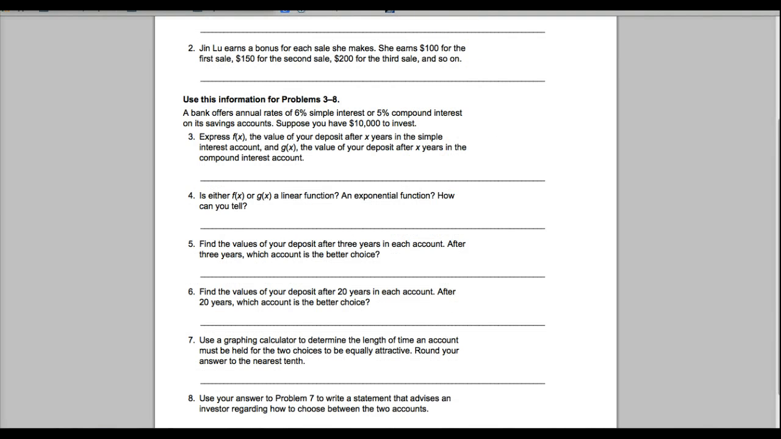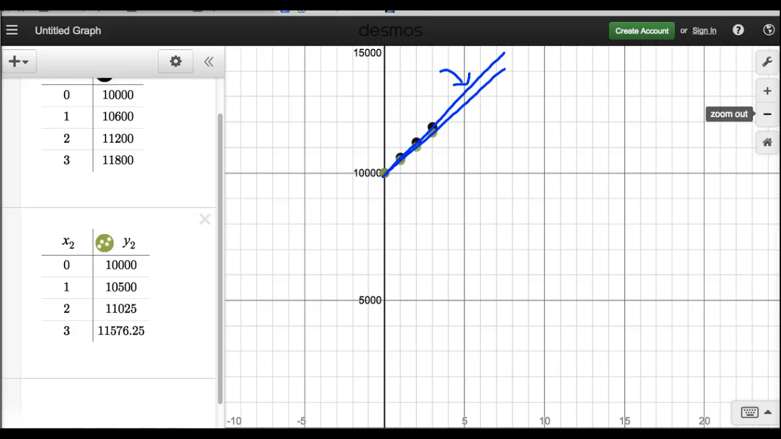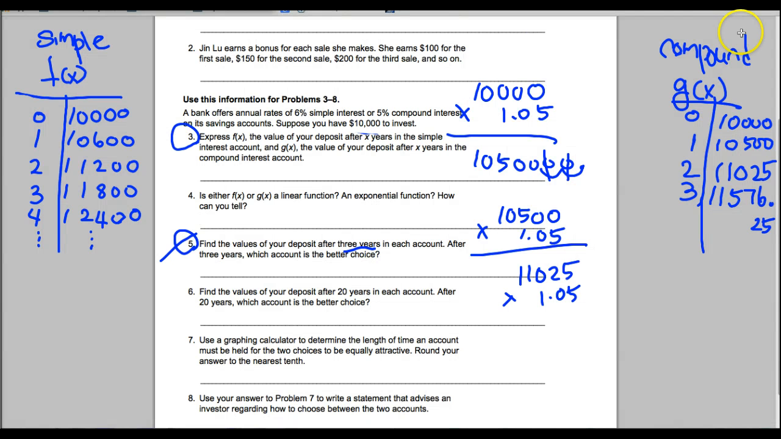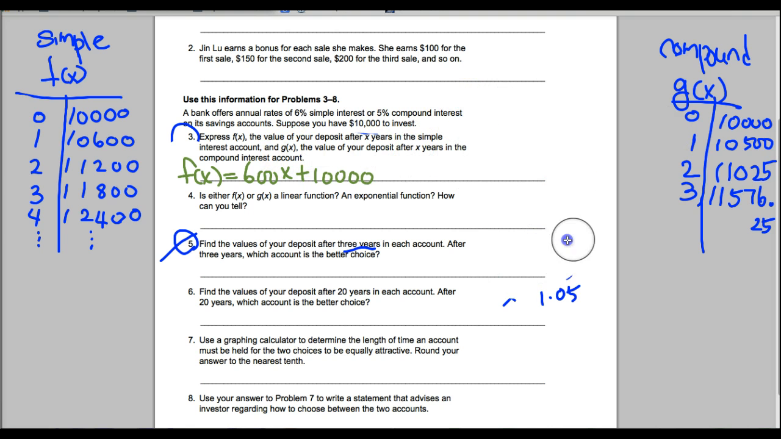And so now let's go back, and we have to answer it, right? Okay, there you go. So then the equation for f of x was equal to 600x plus 10,000. And then the equation for g of x with the compound interest was what? G of x equals the initial value 10,000 times 1.05 raised to the x power. Okay, so we answered number 3.